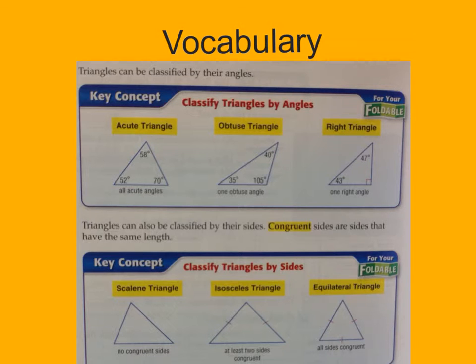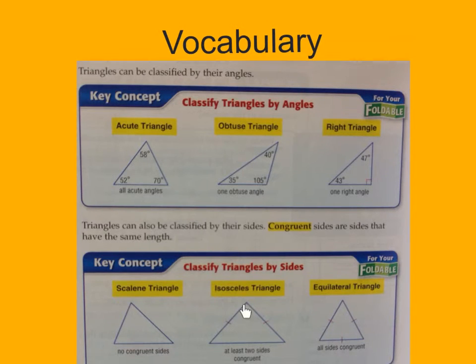We can also classify triangles by their sides. So I'm going to start here. If we have three sides of a triangle and all the sides are congruent, okay, congruent means they're all the same length, like in this one, we call that an equilateral triangle. We see the word equal in there.